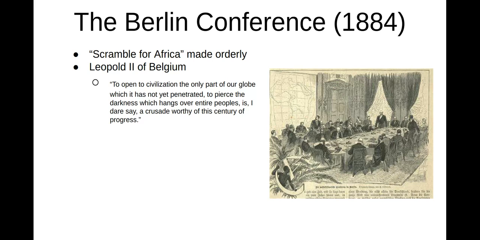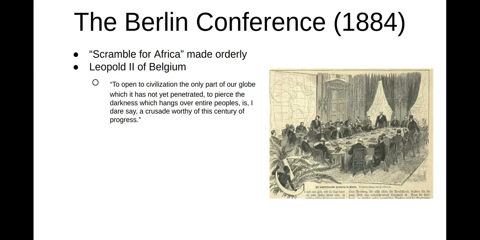Now, Leopold characterized it. He calls this meeting. Many of these leaders are arrayed around this table at the Berlin Conference, and he characterizes this as a noble project on behalf of these peoples, these supposedly inferior peoples, these supposedly socially Darwinian inferior peoples around the world. And he says, "To open to civilization the only part of our globe which it has not yet penetrated, to pierce the darkness which hangs over entire peoples is, I dare say, a crusade worthy of this century of progress."